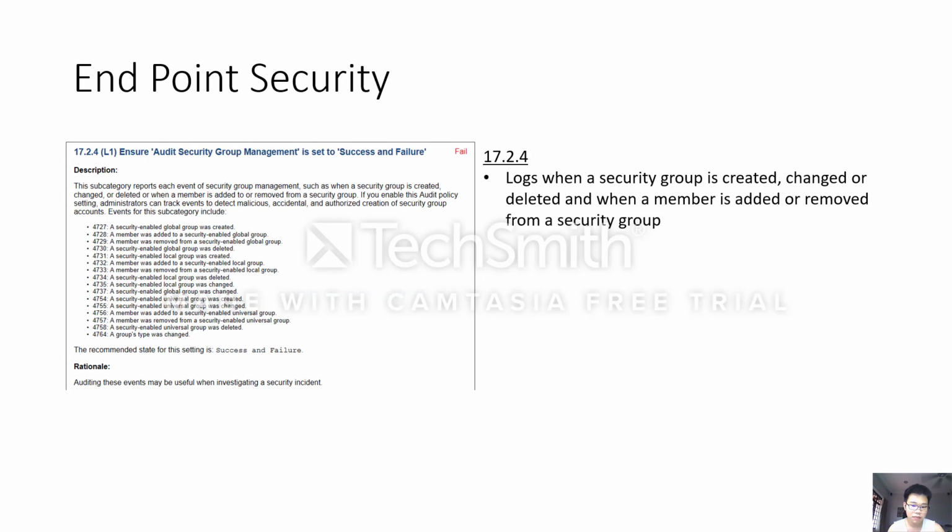And lastly, 17.2.4, ensure audit security group management is set to success and failure. This is to log when a security group is created, changed, deleted, or when a member is added or removed from a security group. This is to ensure that IT personnel that handle the company security, the CIO, can check who is on which security group and find whoever has the appropriate information that is required during an investigation of a security incident.